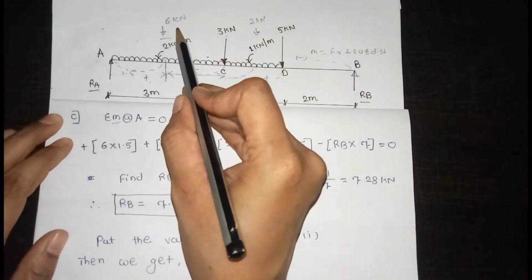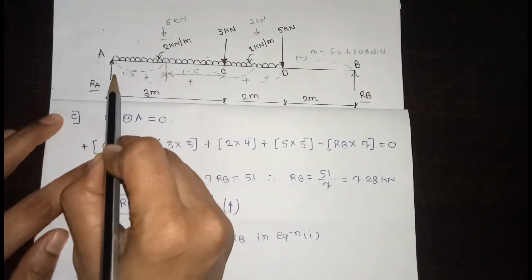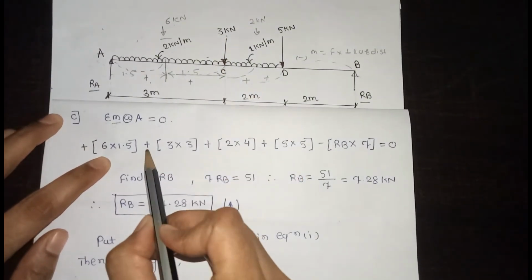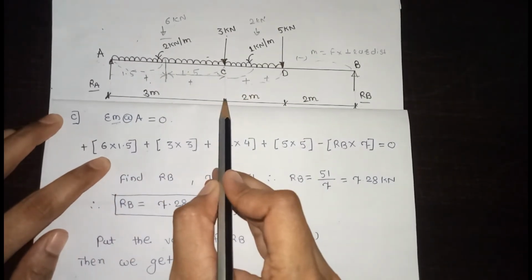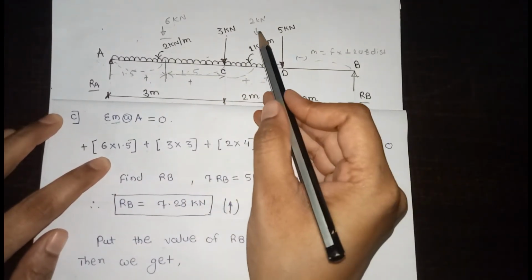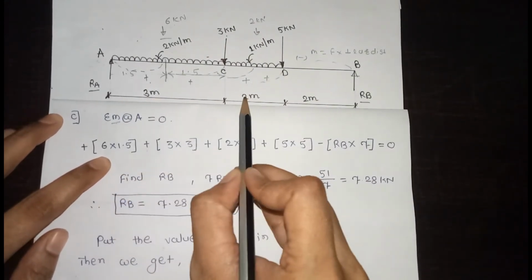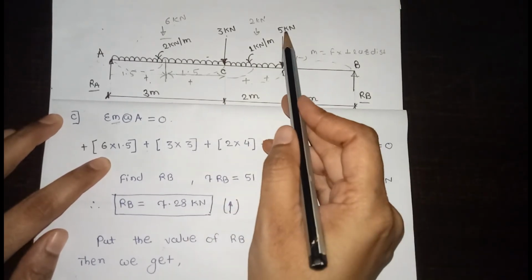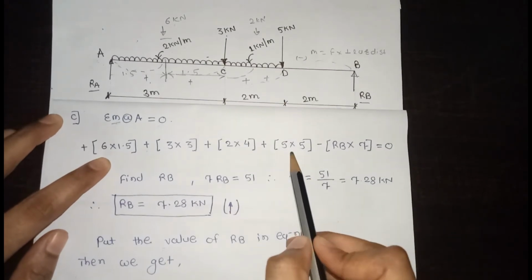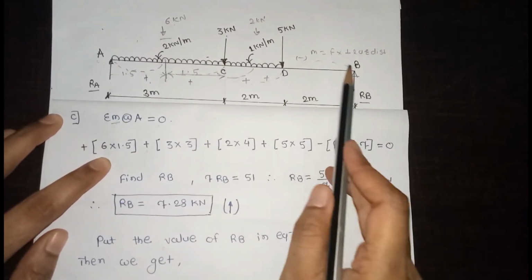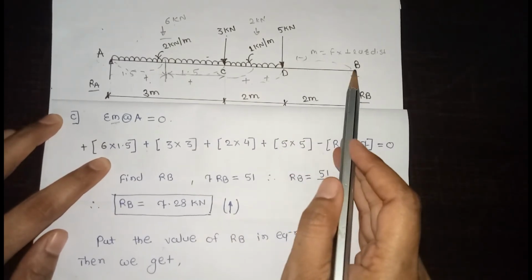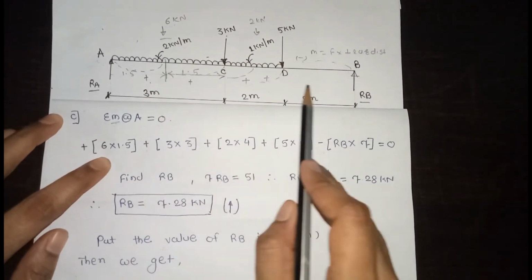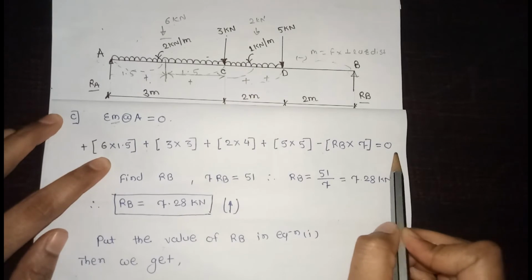Then the first force, 6 into perpendicular distance 1.5. Then the next force, 3 kilonewton, clockwise, plus 3 into perpendicular distance 3. Then plus 2 into perpendicular distance 3 plus 1, means 4, so 2 into 4. Then plus the next force, 5 into perpendicular distance 5. Then minus RB, the anti-clockwise moment, minus RB into the total span distance 3 plus 2 plus 2, means 7, is equal to 0.